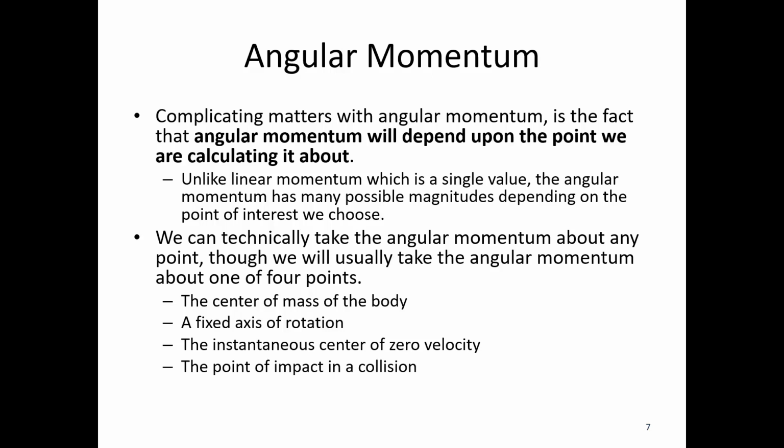And then finally, we have the point of impact in a collision. So this is not necessarily going to be a fixed axis of rotation. It's not necessarily going to be the center of mass, but at the point of impact in a collision, usually angular momentum is going to be conserved. So if that's the case, that's going to be a reason we take the angular momentum about that point for some given body. So let's go through each of these cases and talk a little bit more about that.